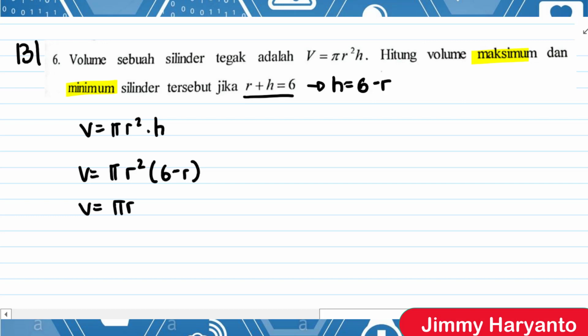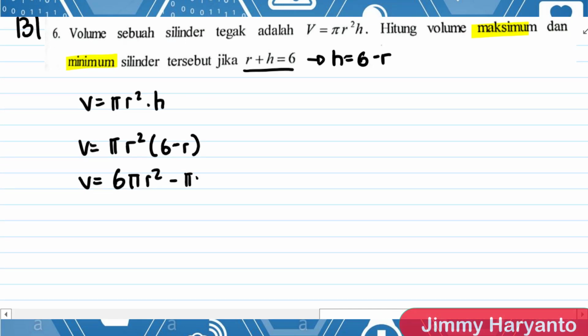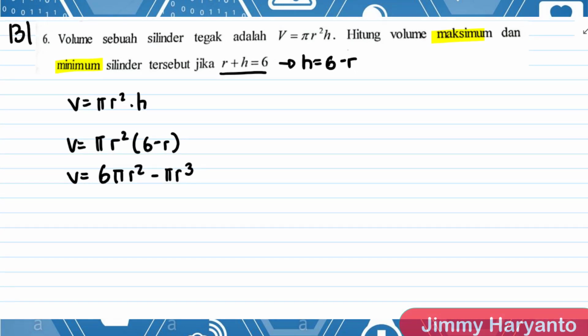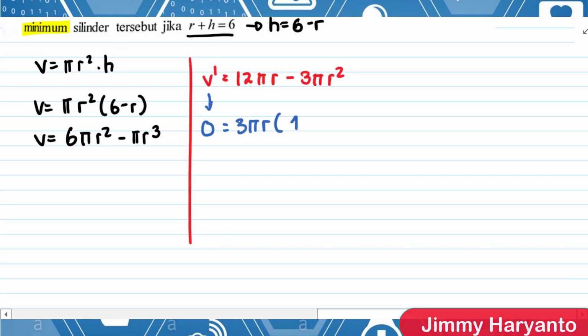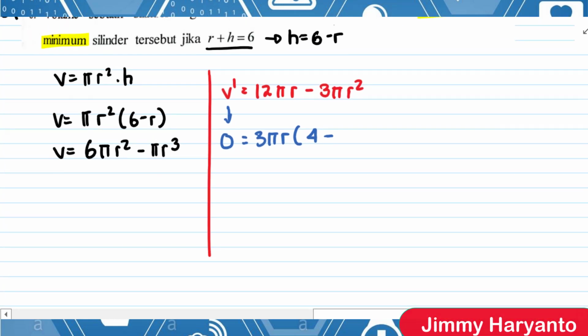Volume equals to 6 pi r square. You have to multiply them, minus pi r cube, yeah. So that is the V. After that we have to find the first differentiation. V accent equals to 12 pi r minus 3 pi r square, and then make it into 0. 0 equals to we can factorize the 3 pi r, I guess. I will have 4 left for the first expression, and then for the next expression will be r.